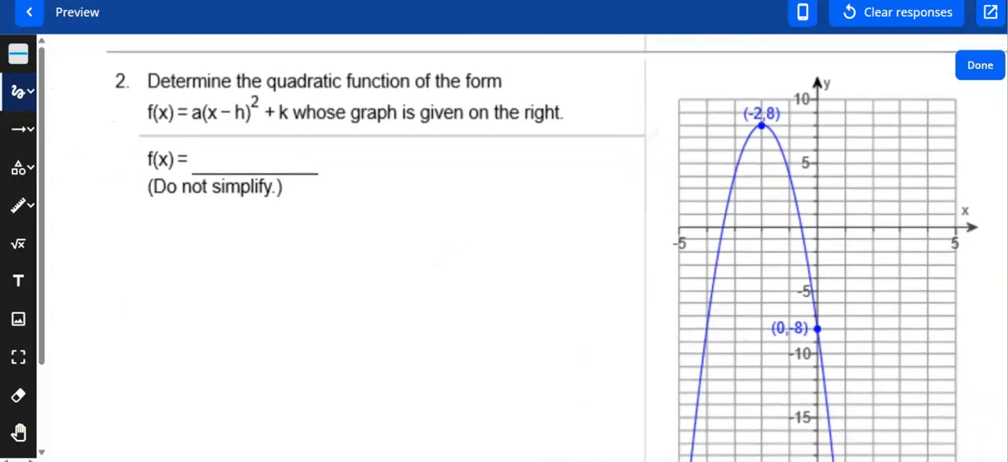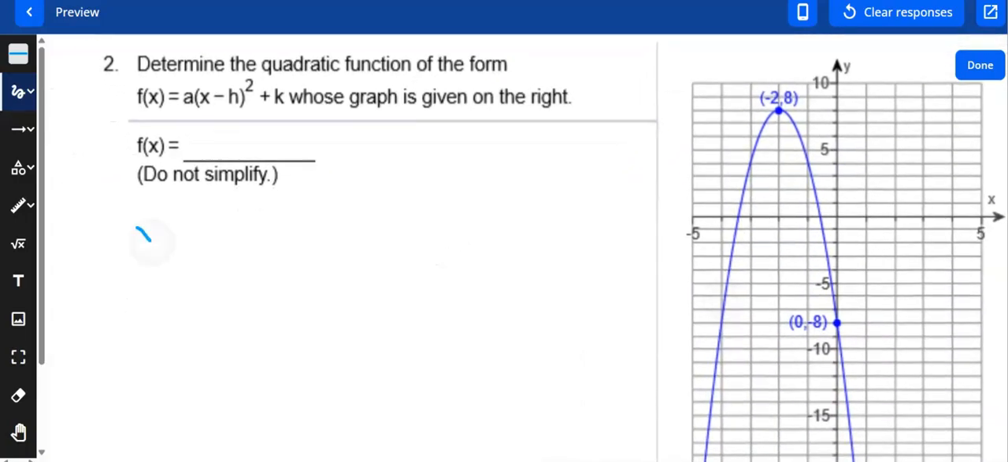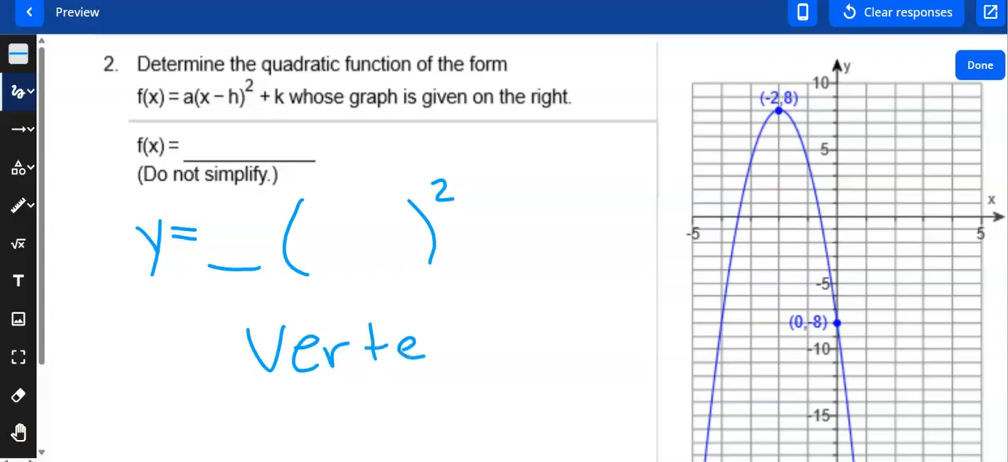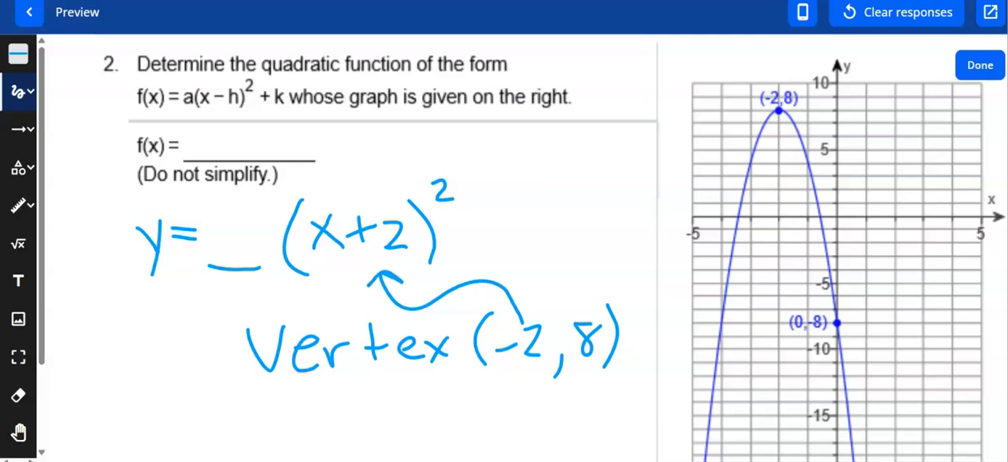Well, what if the parabola is already given to us? What if we need to come up with the vertex? Well, that's pretty easy. We can look at the picture and tell that the vertex is -2, 8. And remember, when we write it, the stuff on the inside looks backwards of our common sense, right? The outside matches our common sense.